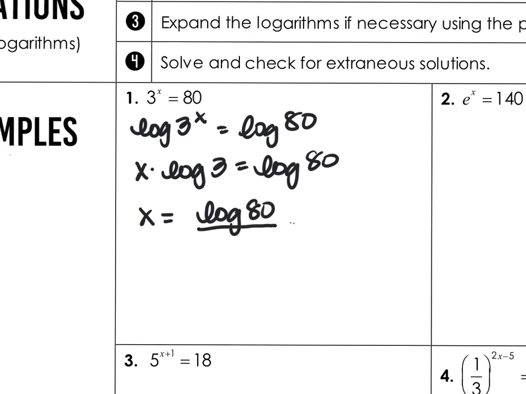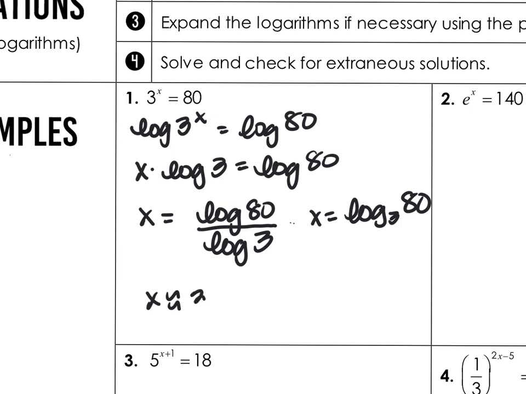If we're looking for an exact answer, that would be it. We could also write it as log base 3 of 80. Remember, that's just another way of writing it. And then if you plug it in your calculator to get an approximate, and I do want you to try this to make sure you can get the right answer, that would be 3.9887. Okay, so that's our approximate answer.